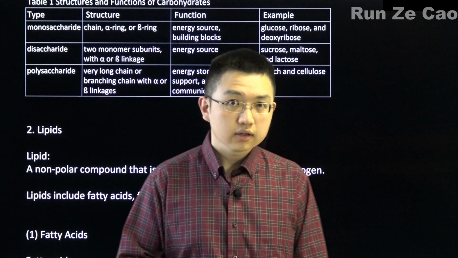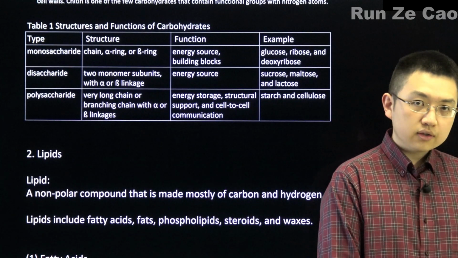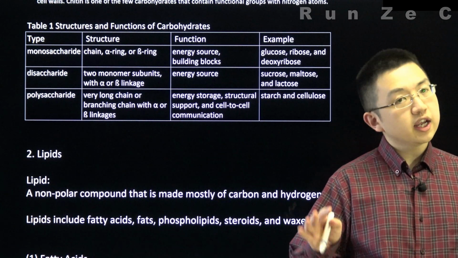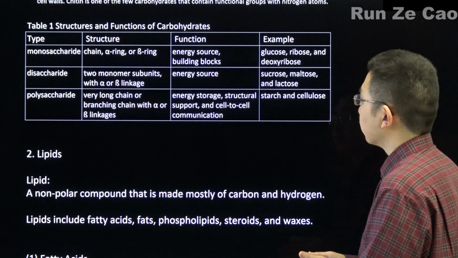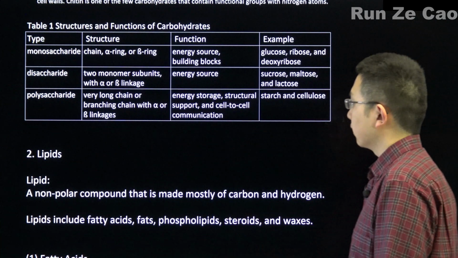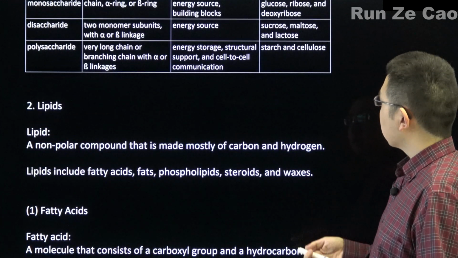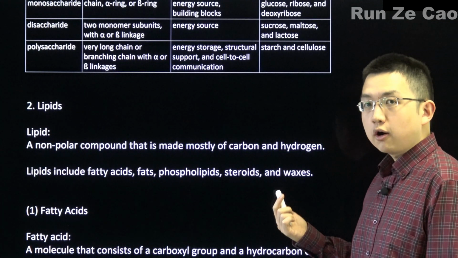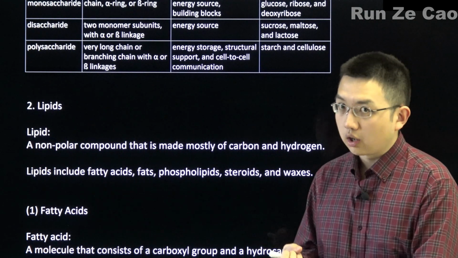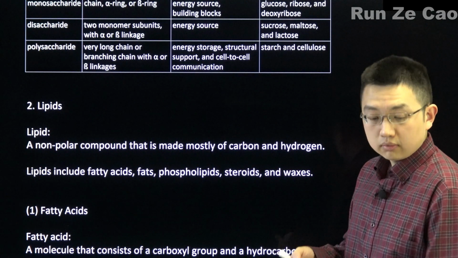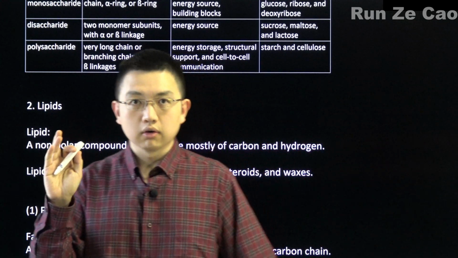so glucose and galactose. Okay, now polysaccharides are very long chains, or they can be branching chains to varying degrees. They can have alpha or beta linkages. However, they tend to be uniform within a particular polysaccharide. So they function as energy storage, structural support, and sometimes as cell-to-cell communication. So examples of polysaccharides, generally people talk about starch in any of its many forms, and cellulose, which is the most abundant biological molecule on Earth.